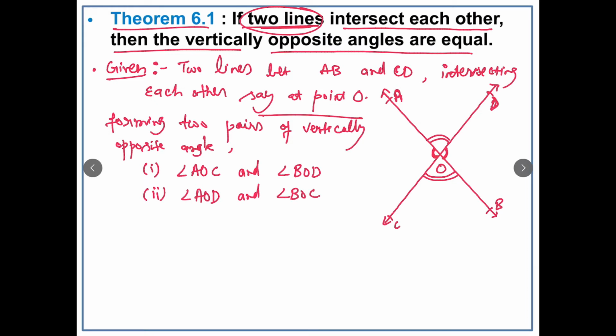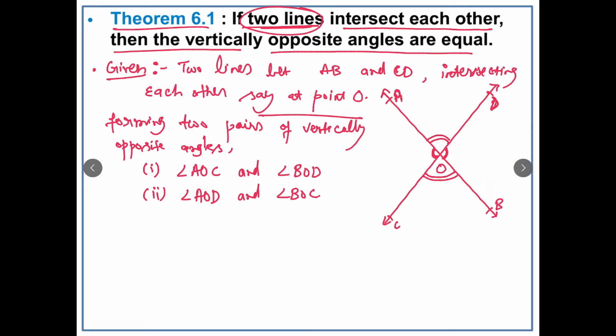So this is what is given in the question: we have two lines, we have given those lines the names AB and CD, and they are intersecting each other at point O, and they are forming two pairs of vertically opposite angles, which are AOC and BOD. Second pair is AOD and BOC.